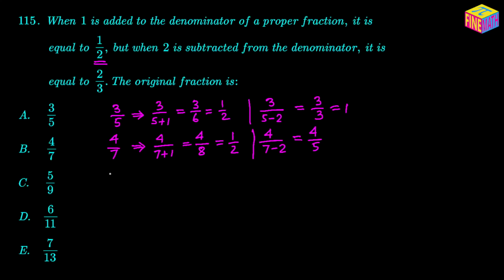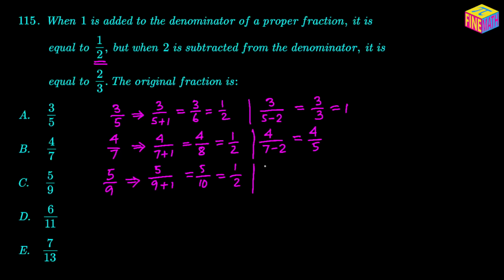Well, how about option C? There we have 5 over 9. And from here, if we add 1 in the denominator, that would be 5 over 10, meaning 5 over 9 plus 1, that is equal to 5 over 10, and that will be equal to 1/2. Well, that satisfies the first criteria.